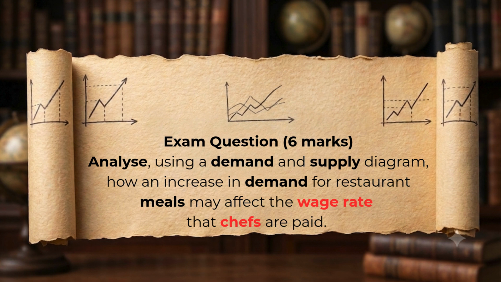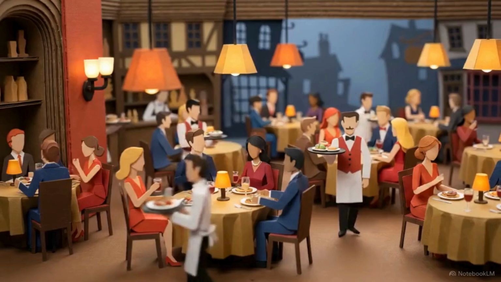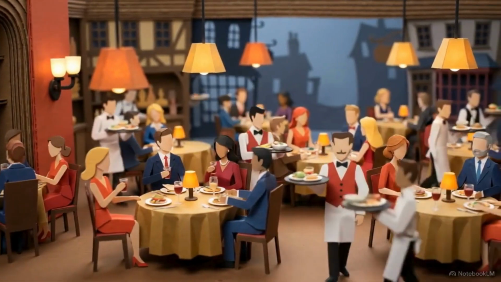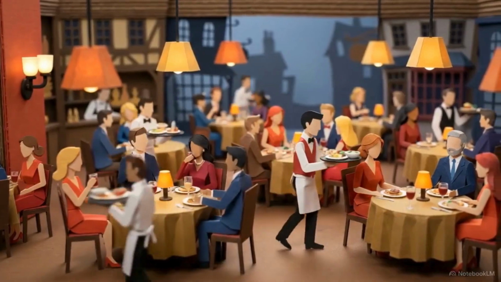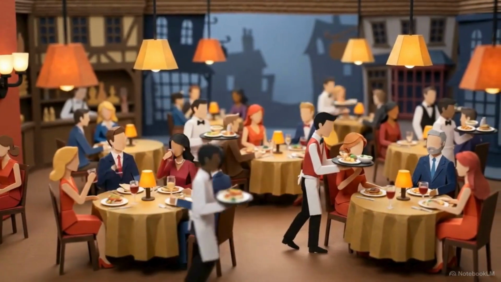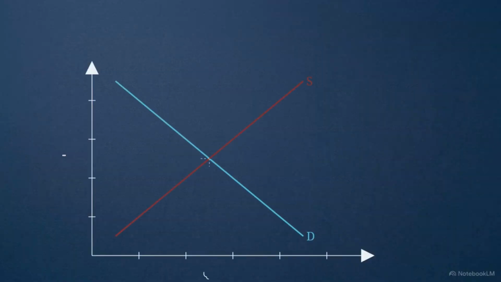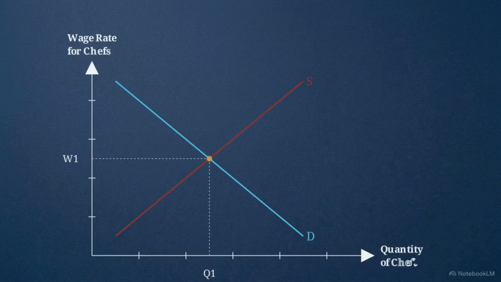The prompt asks you to analyze, using a demand and supply diagram, how an increase in demand for restaurant meals may affect the wage rate that chefs are paid. First, state that the demand for chefs is a derived demand. It is born entirely from the consumer's demand for restaurant meals. Second, draw your baseline equilibrium. Ensure your axes are labeled specifically for this scenario: wage rate for chefs and quantity of chefs.